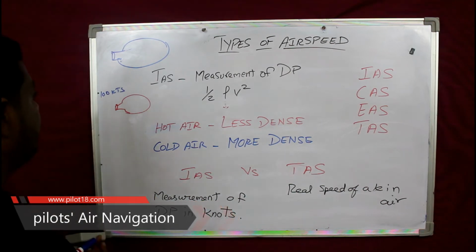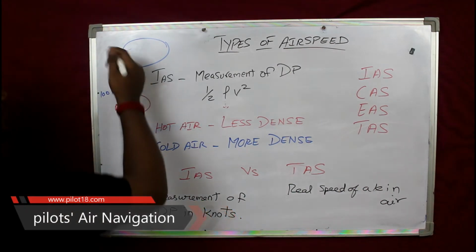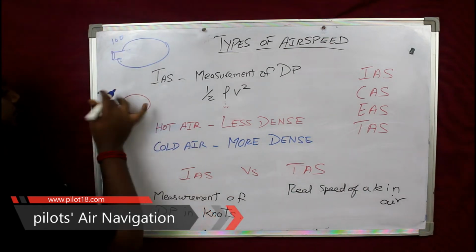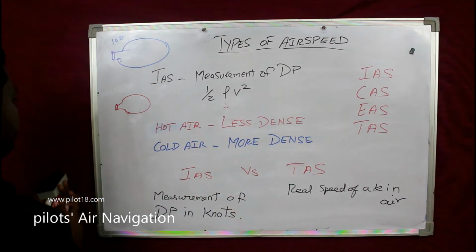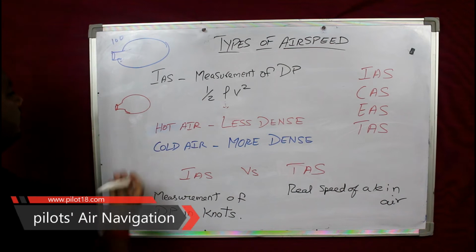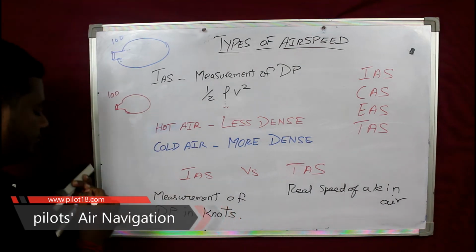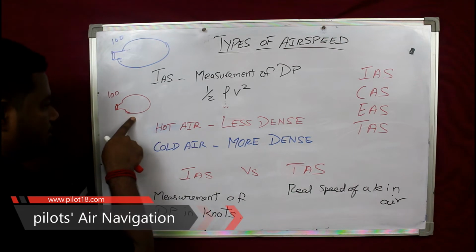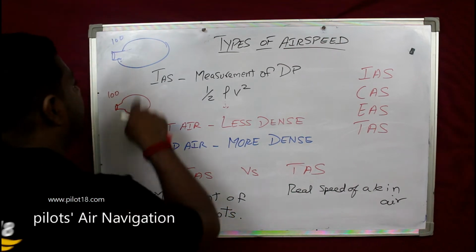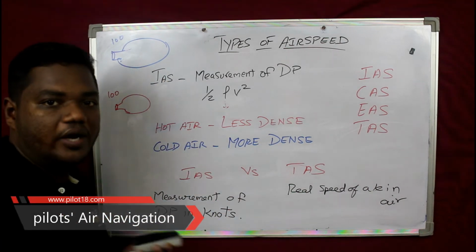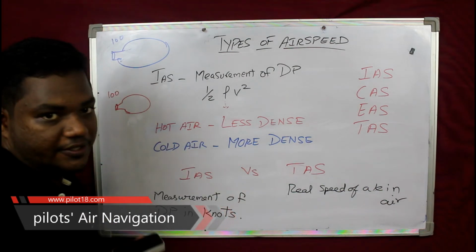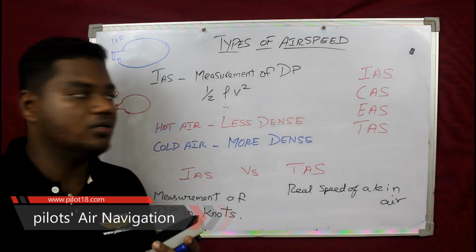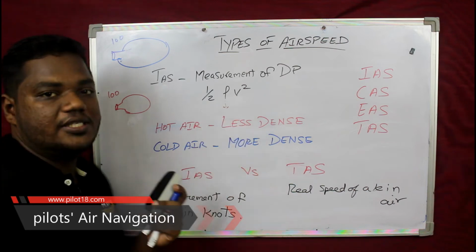And let's say here also the real speed of aircraft is 100 knots. This capsule will expand less and this will expand more. Why? Due to the dynamic pressure. Dynamic pressure depends on air density and how fast you are moving.